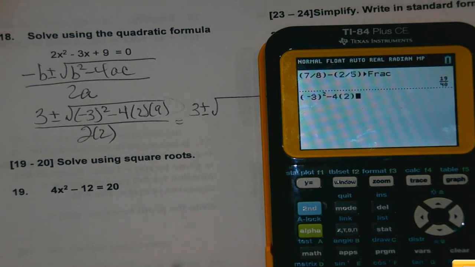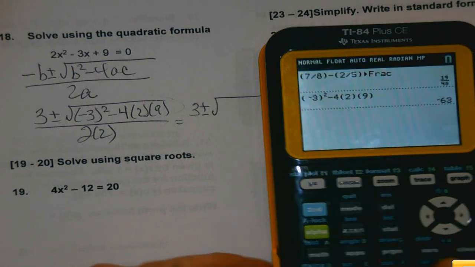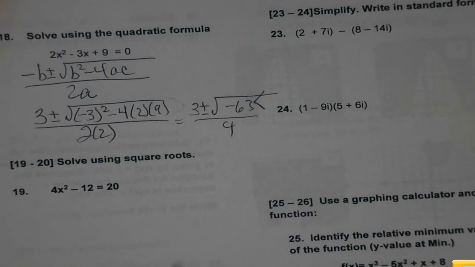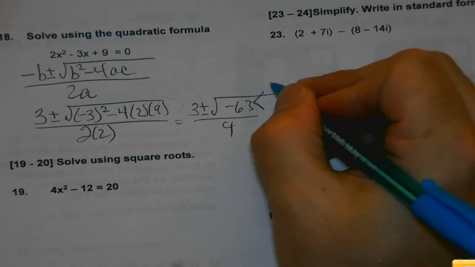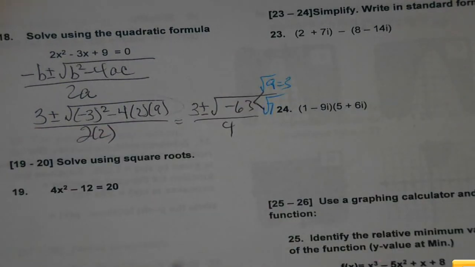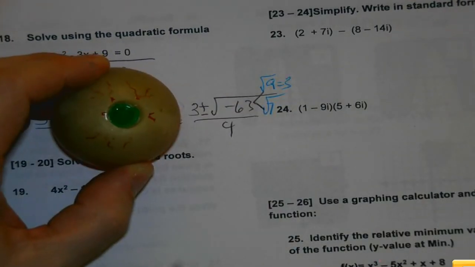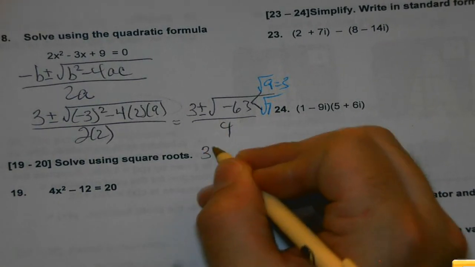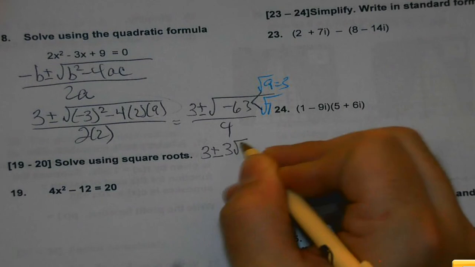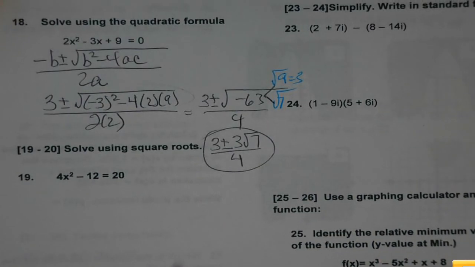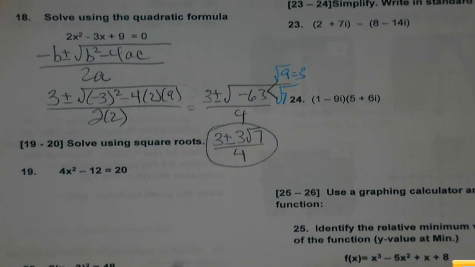notice I'm typing it in. I'm not using the square root. I just want to know what that comes out to. It comes out to negative 63. But I know I can break down negative 63. 9 and 7. I also know I need to pull an i out. Yeah, people broke my i. What's up with that? So 3 plus or minus 3 square root of 7 over 4. Exact answers unless it's an application. Just saying. All right.